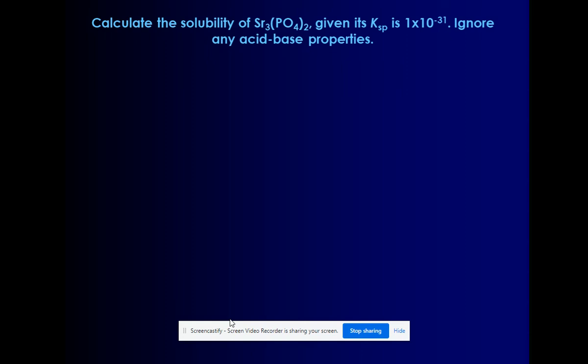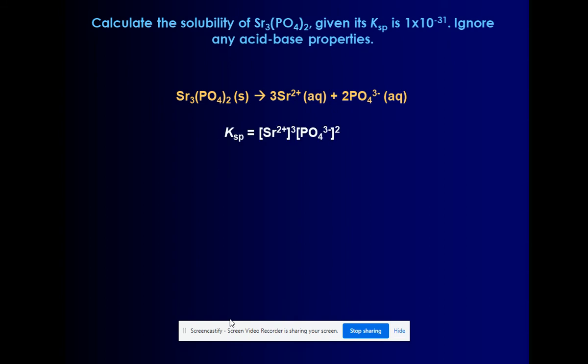My hope is you're starting to notice a pattern. Your Ksp will always be the two ions, the cation and the anion, raised to the amount of ions present in your solid. So if I had used a double arrow like I should, you would get that there are 3 strontiums and 2 phosphates that are formed from strontium phosphate. So your Ksp expression would be the strontium ions cubed and the phosphate ions squared.